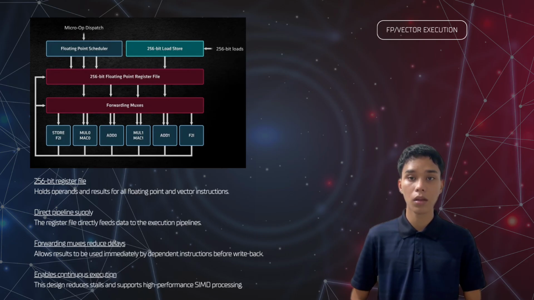So in summary, the floating point unit in Zen 3 represents a sophisticated balance of parallel hardware, intelligent scheduling, and efficient data management. Through 6 execution pipes, smart scheduling that prevents idle cycles, a 256-bit register file, direct pipeline connections, and an innovative forwarding mechanism, Zen 3 achieves exceptional floating point performance.